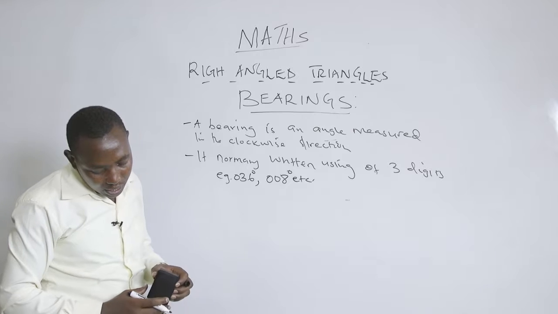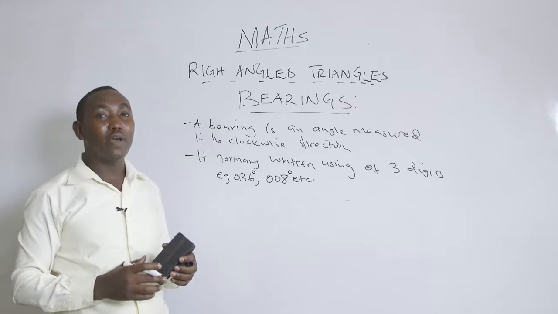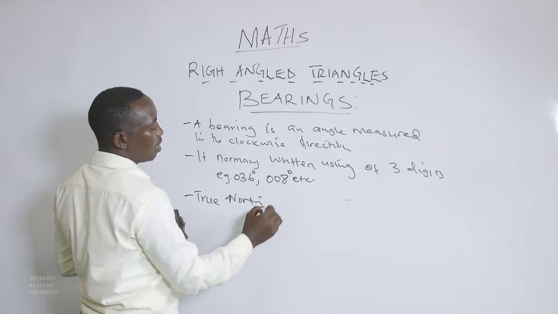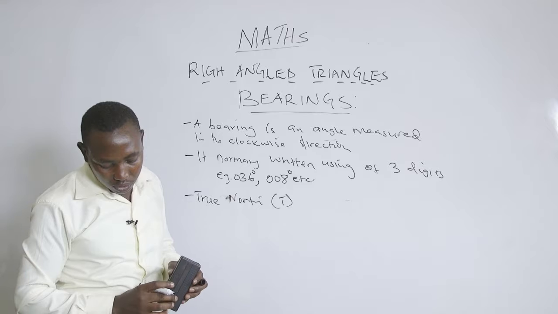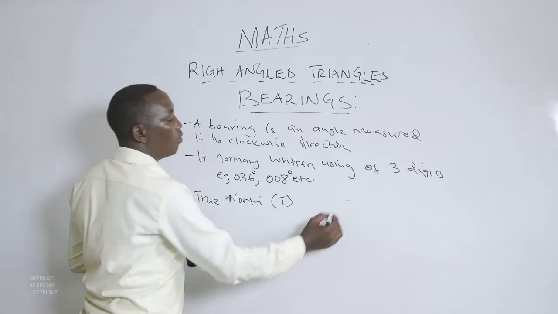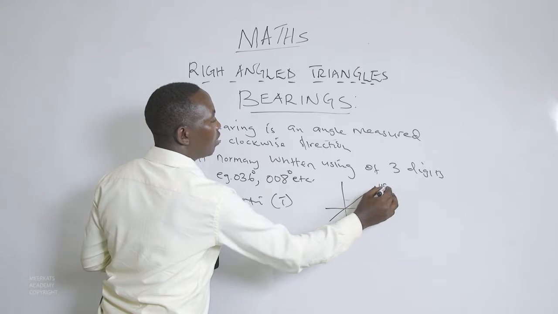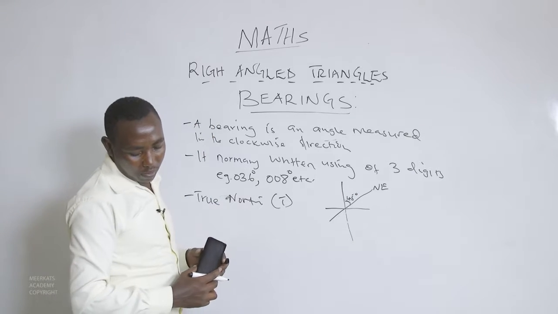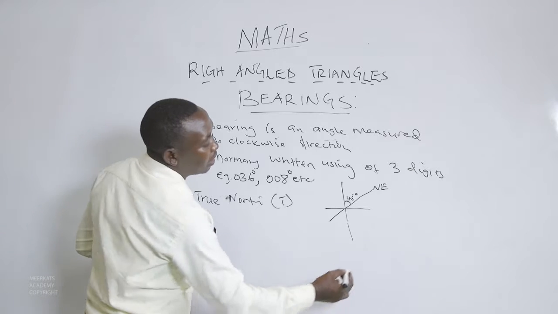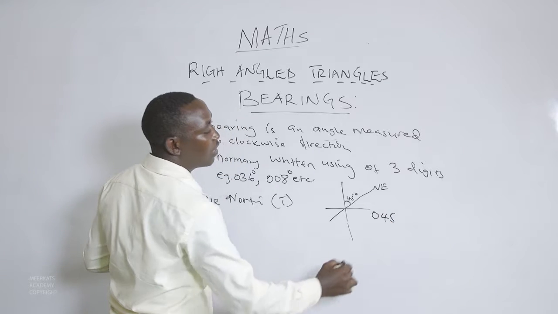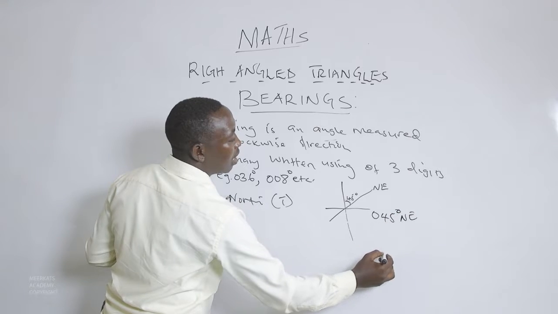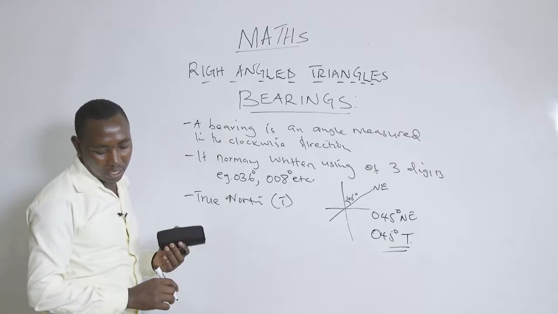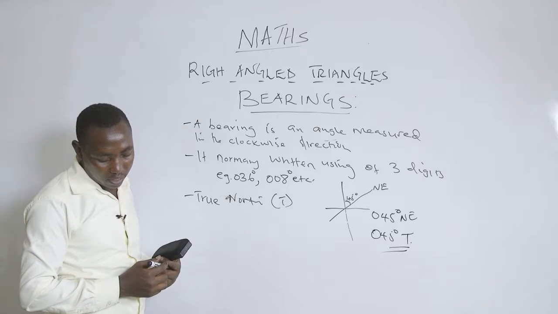Again, sometimes a letter T can be used to refer to the true north. We have what we call the true north, and we normally use a letter T to denote that. For example, when you had that compass, this was the northeast, which is bisecting this angle into two, meaning it is 45 degrees. So in this particular case, you can say that the angle is 045 degrees northeast. But in reference to the true north, this is 045 degrees T. So that's how we sometimes make use of the true north.